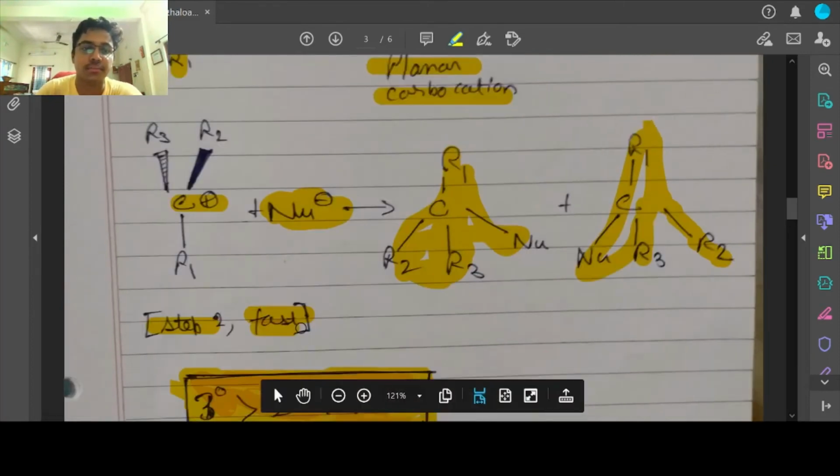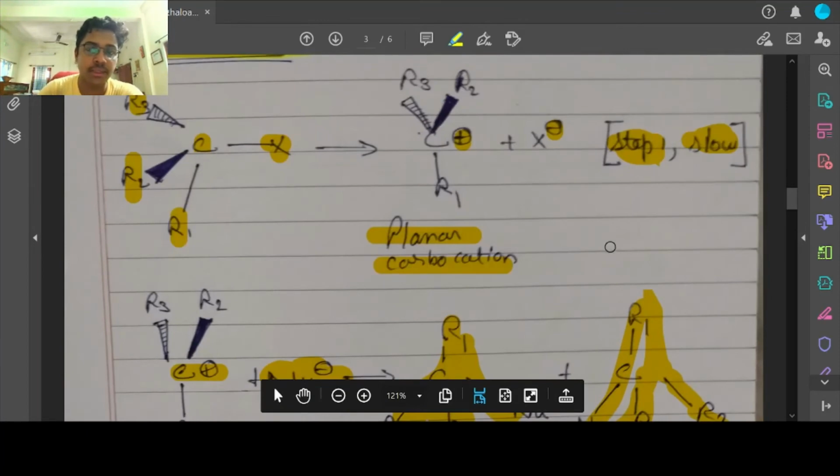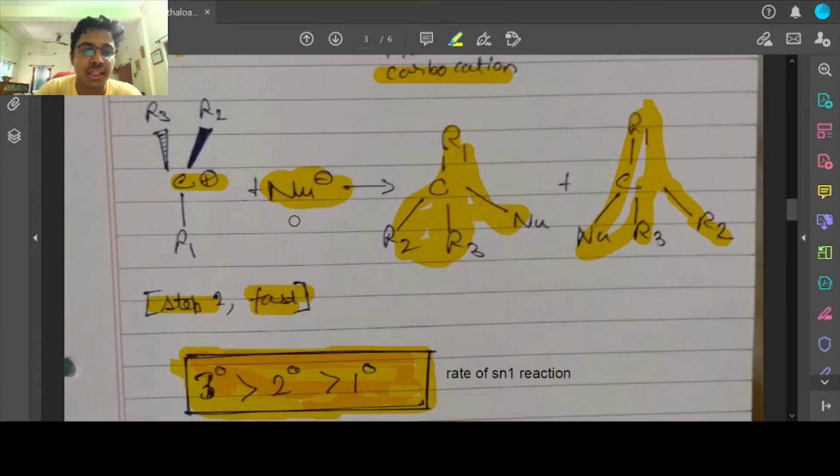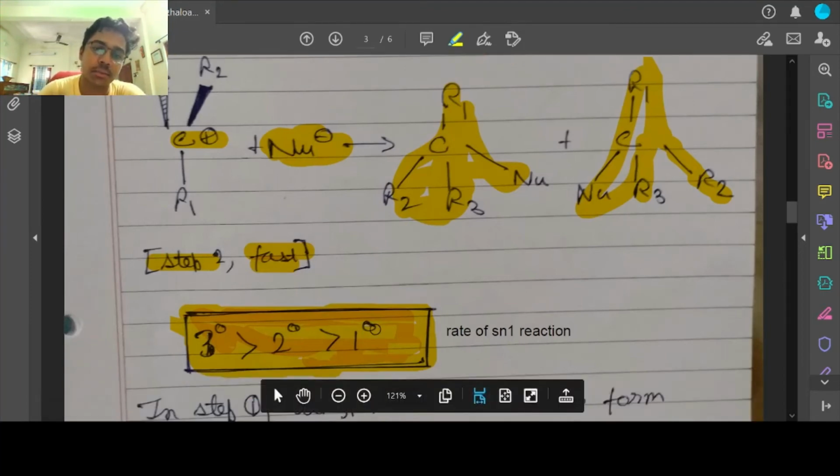This is because if there are more alkyl groups, they tend to stabilize the positive charge, and the more the positive charge is stabilized, the more stable the carbocation, and the faster it will react with negatively charged species. So 3 degree greater than 2 degree greater than 1 degree: 3 degree carbocation undergoes SN1 reaction fastest, 1 degree the slowest.